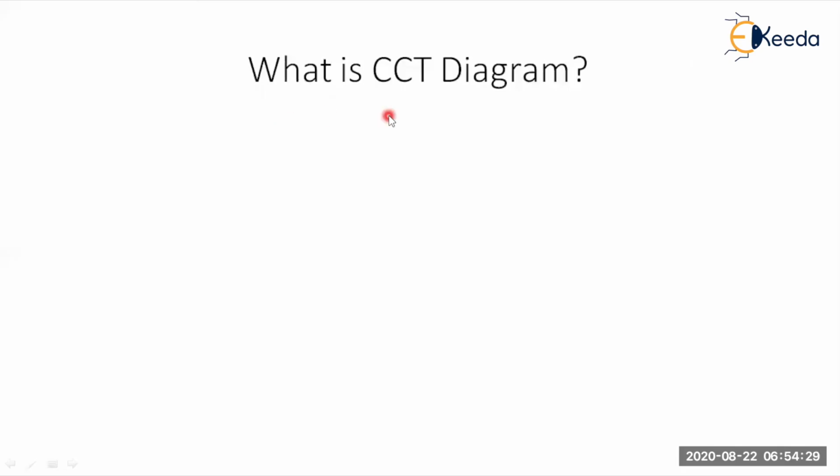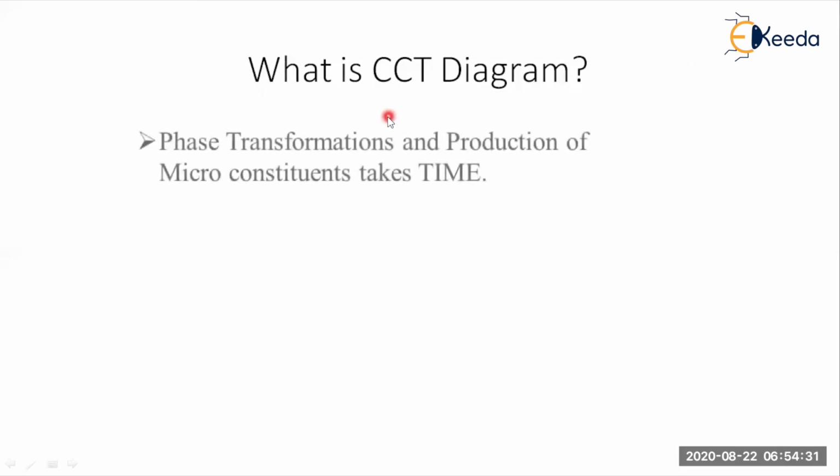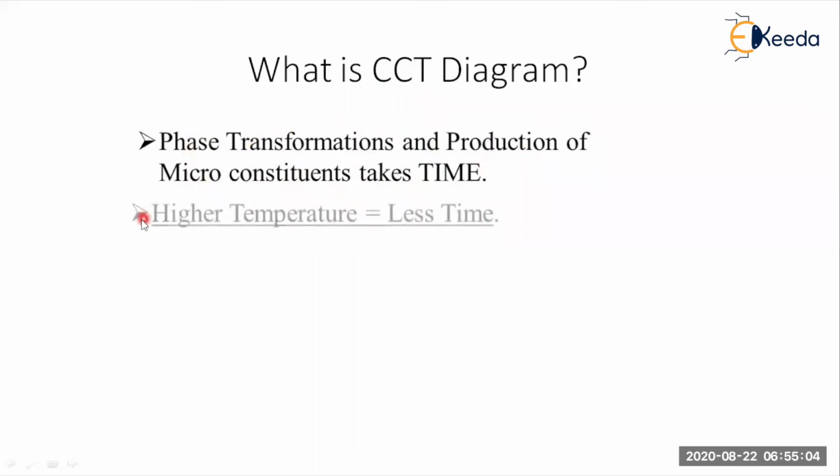Now, what is this CCT diagram? I said earlier, whatever CCT diagram you have learned up to now, I'm going to show the image in the coming slide. Let me discuss the salient features before understanding how the CCT diagram is meant and designed. Phase transformations and the production of micro constituents take time. That is the main point we can observe in the continuous cooling transformation diagram. And here, at high temperature, we can take less time.